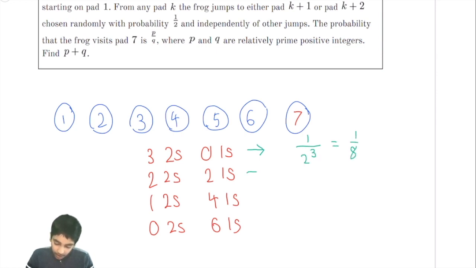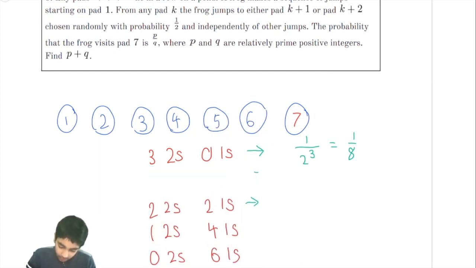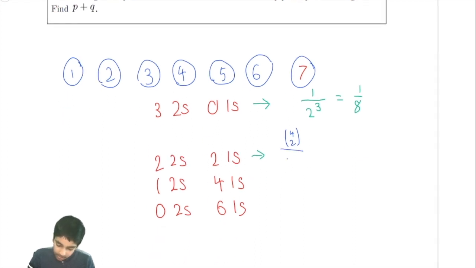Now we can also have, well, 4 choose 2. Let me just move it down so I can have some more space to write. So it's going to be 4 choose 2. We have 4 steps, and we choose 2 of them to be 2 steps and 2 of them to be 1 steps, divided by 2 to the 4. So it's going to be 3 over 8.